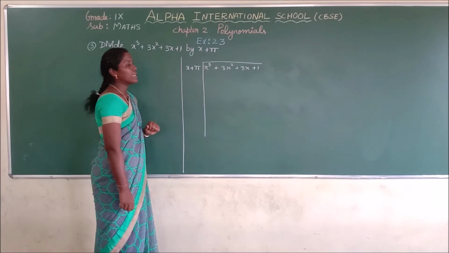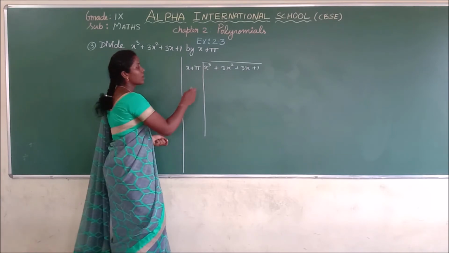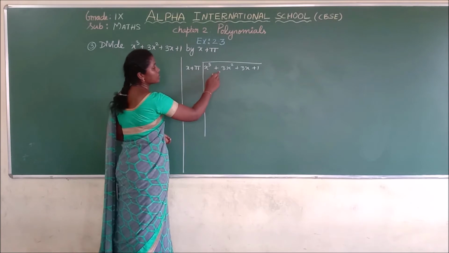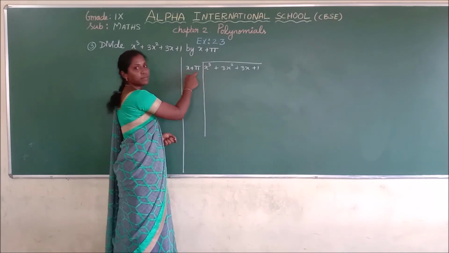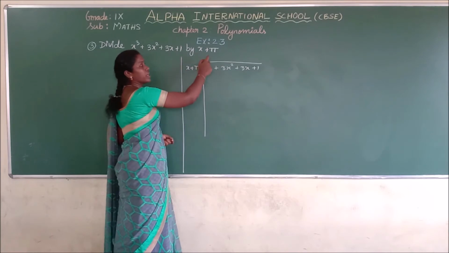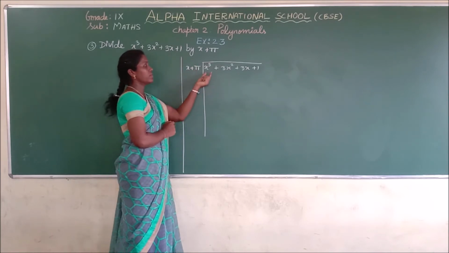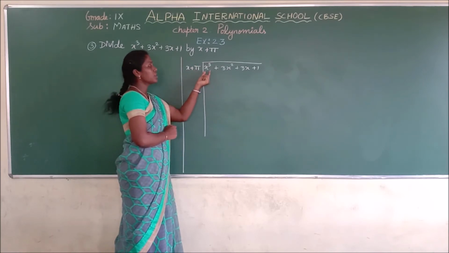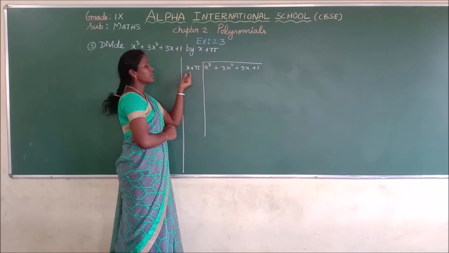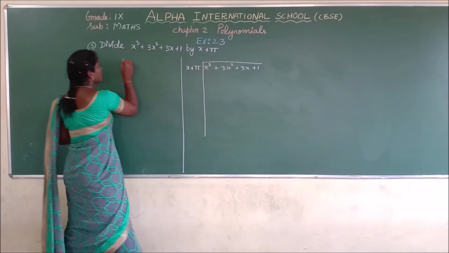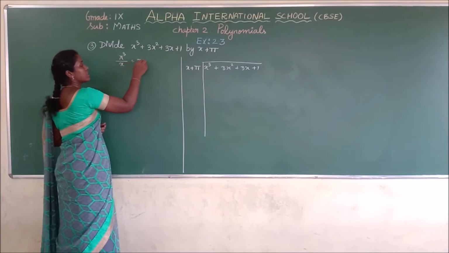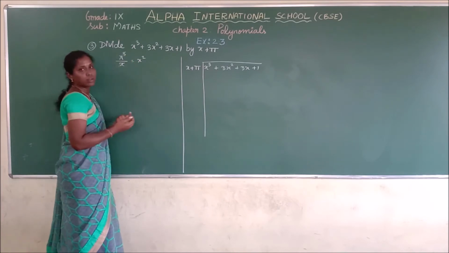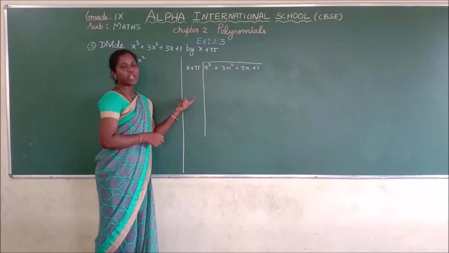Now let us divide it. Here x cube plus 3x square plus 3x plus 1. We are going to divide by x plus pi. We know that to find the term of the quotient, we are going to divide the first term of the dividend by the first term of the divisor. So x cube by x. What's the result? x square. We are dividing it. The value is x square.